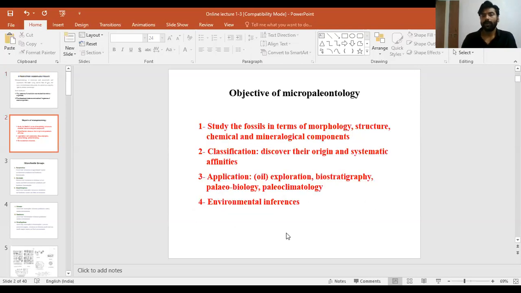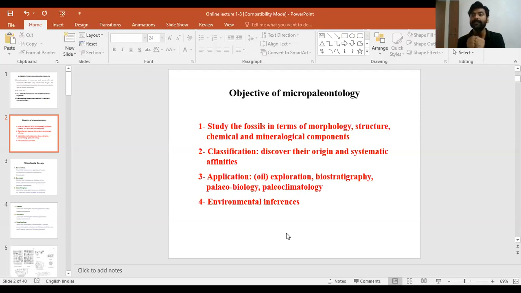So the objective of micropaleontology is all about studying their morphology, their structure, their chemical composition, and their mineralogical component as well. The mineralogical component of the organism is very important for understanding the water chemistry or the ecological environment in which they live, because the composition of their test or shell typically depends upon the water chemistry of that environmental niche. Also, for micropaleontology, morphology is very important.